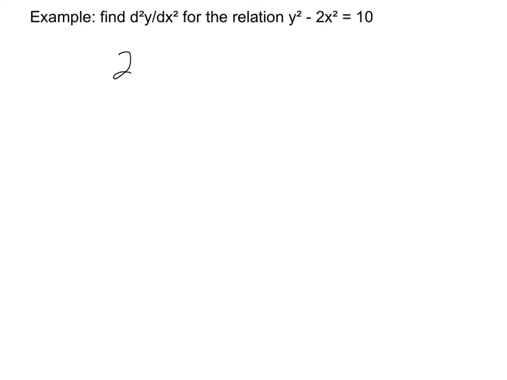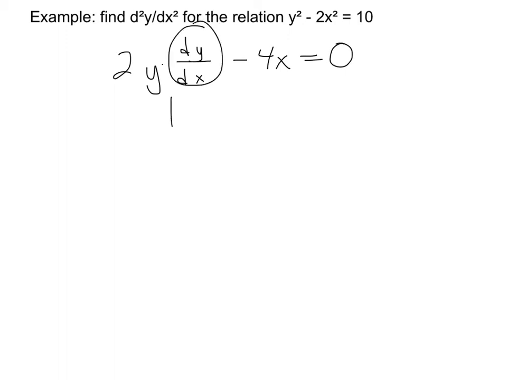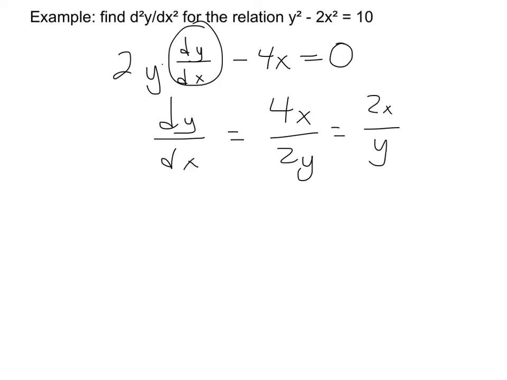To do that, you guys are going to get 2y times dy/dx, because that expression had a y, minus 4x, and the derivative of 10 is 0. Right? So now, if I want to solve for dy/dx, I'll add the 4x over and I'll divide by 2y. I'll get dy/dx is 4x over 2y, or even better than that, 2x over y. Right? So that's my first derivative. Right, here it is. Yay.